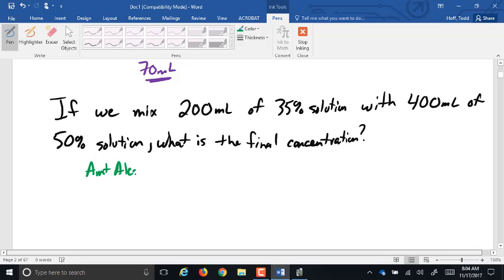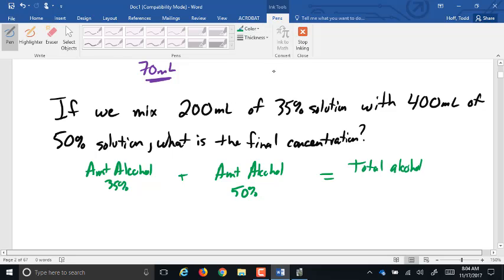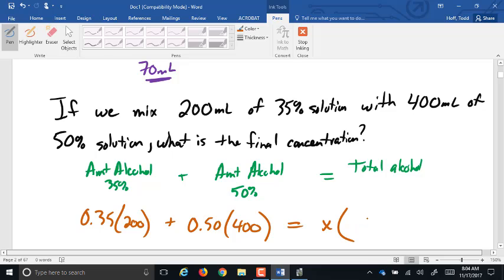So the amount of alcohol in the 35% plus the amount of alcohol in the 50% has to equal the total amount, right? Well, the amount of alcohol in the 35% is 0.35 times 200 milliliters. The amount in the 50% is 0.50 times 400 milliliters. Up here, we do not know the concentration, do we? Do we know the volume? Yeah, 200 plus 400, 600 milliliters.